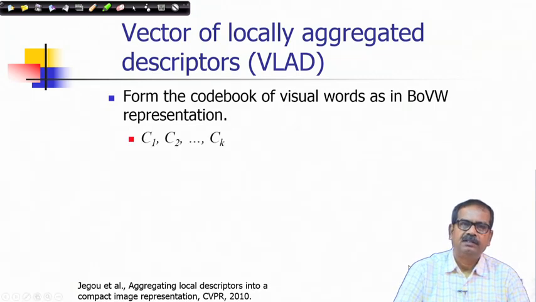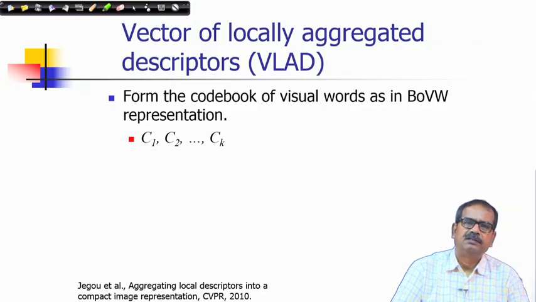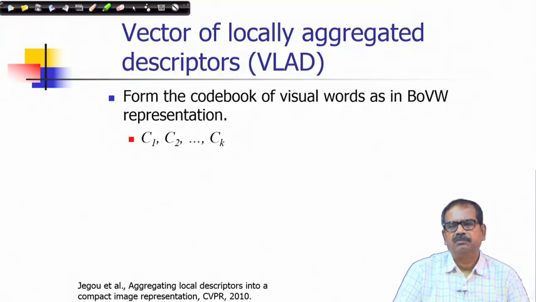You form the dictionary. Suppose these representative visual words, you have k such visual words. Each we can also call a code, and the set is the code book. Each is a feature vector and they are denoted by, say, C1, C2 to Ck.